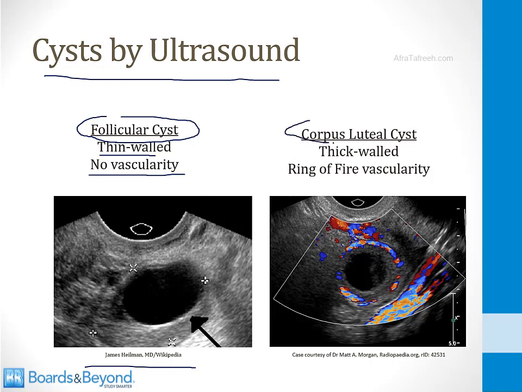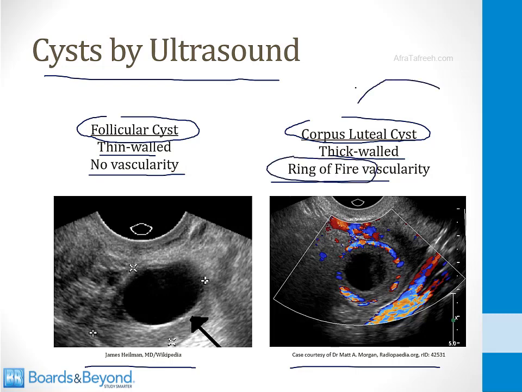This is a picture of what one looks like on the screen here. It has a thin wall and it's filled with dark material. In contrast, corpus luteal cysts tend to have thicker walls, and if you use Doppler to look for evidence of blood flow, you will see blood flow in the periphery of the cyst. This finding is called the ring of fire because Doppler makes blood flow have color, and it looks like a ring of fire as shown in this picture here. So thicker walls with evidence of peripheral vascularity and the ring of fire finding is what you see in corpus luteal cysts. It's not found in follicular cysts.